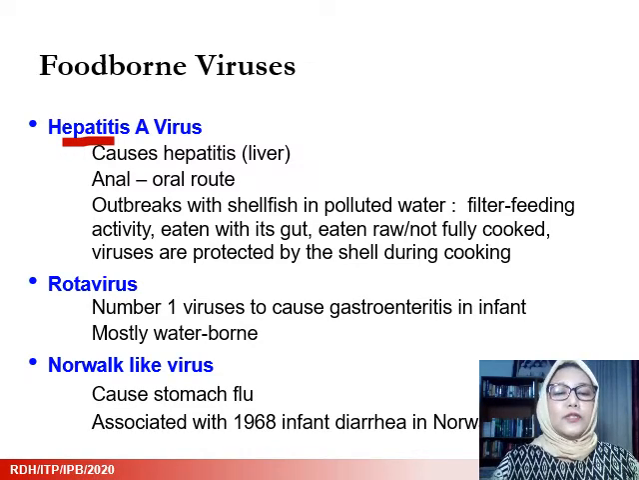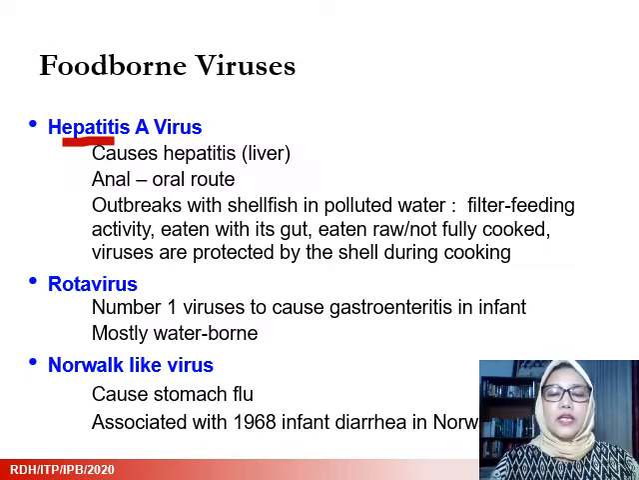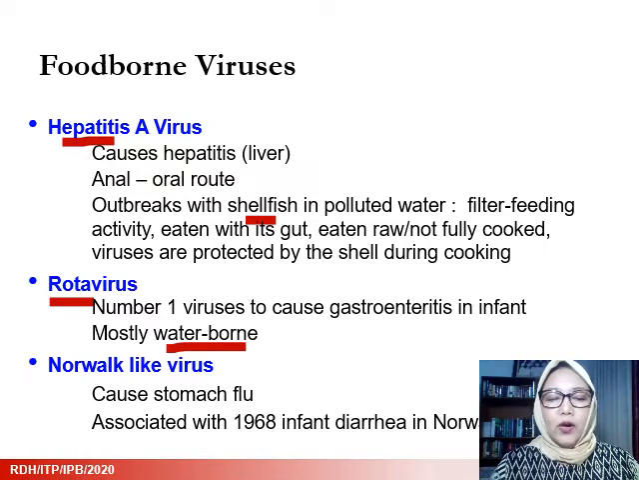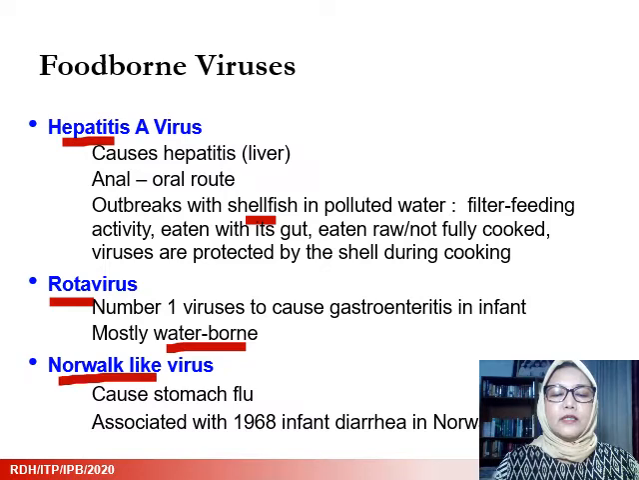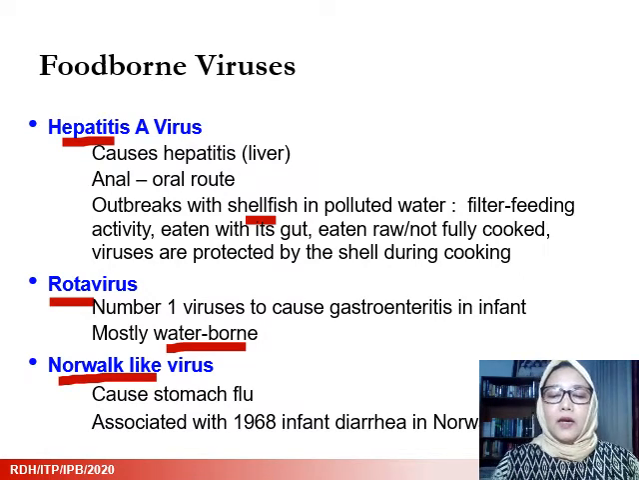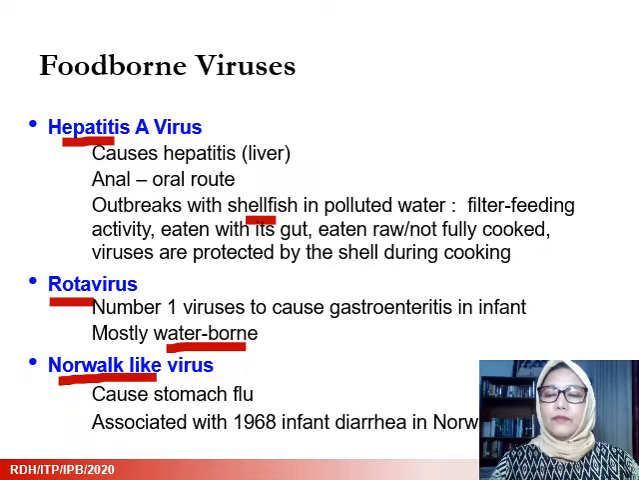The outbreaks associated with hepatitis A virus are usually associated with shellfish, but can also be associated with water as well as any food handled with contaminated water. The other viruses are rotavirus, which is mostly waterborne, and then Norwalk-like virus that can cause stomach flu. The first isolation of Norwalk-like virus was from a patient with infant diarrhea in Norwalk, Ohio.